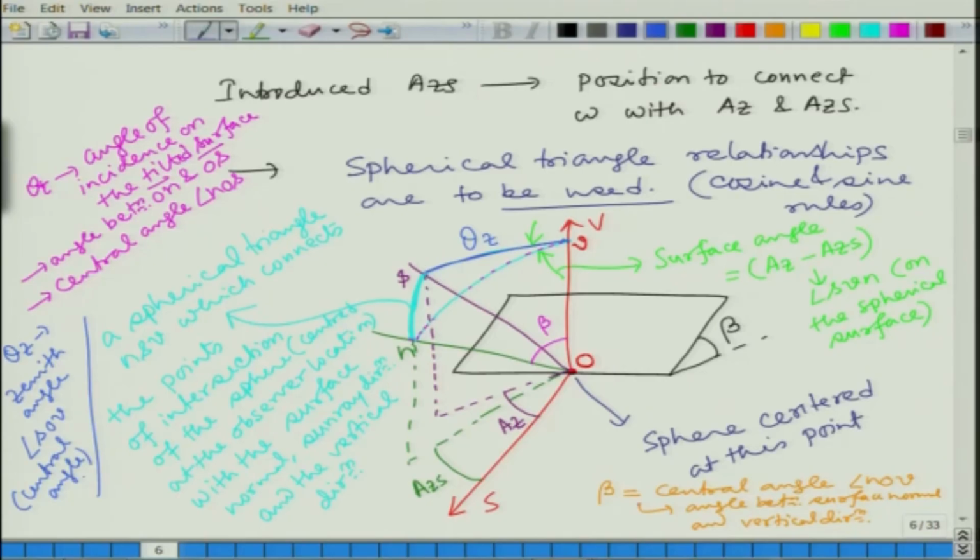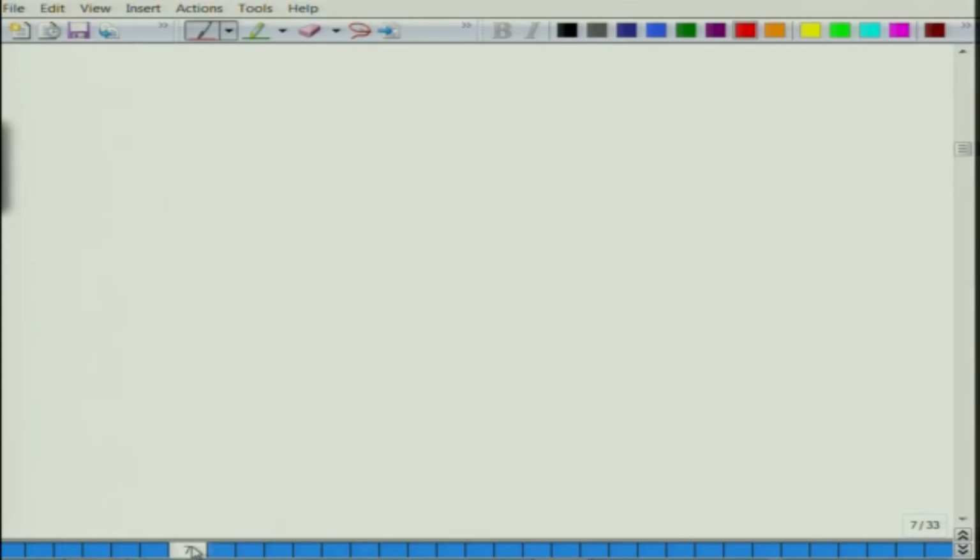So, please differentiate between the central angle and the surface angle. Here we have talked about one surface angle, which is AZ minus AZS, and we have talked about the central angles theta t, theta z, and here it is beta. So, three central angles we have talked about and one surface angle. Okay. Now, let us go to the next page.